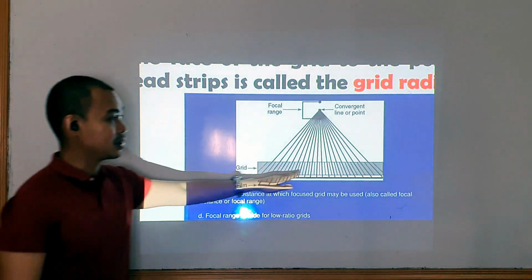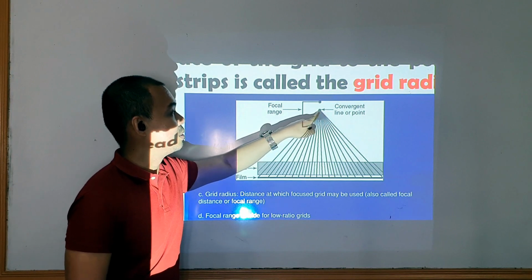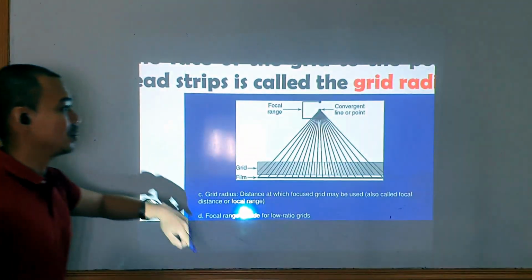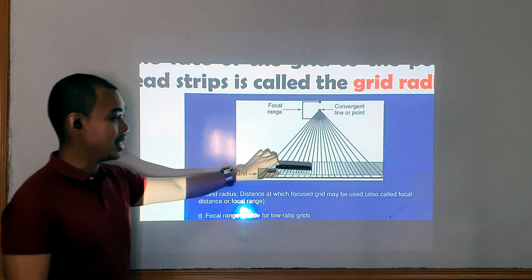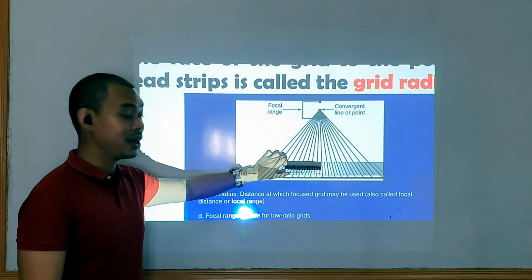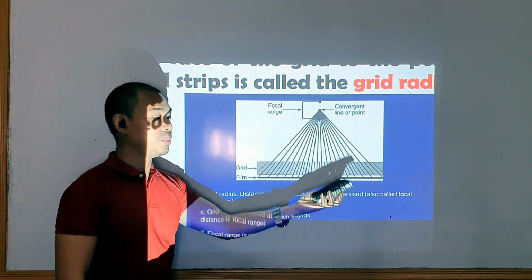This is your focused grid, right? Try to look at this one. This is your convergence or your convergent line. Okay. And then, this is the side, right? Are we clear?